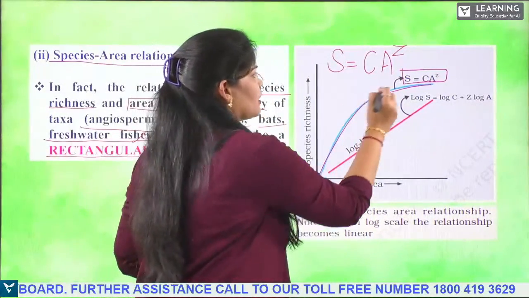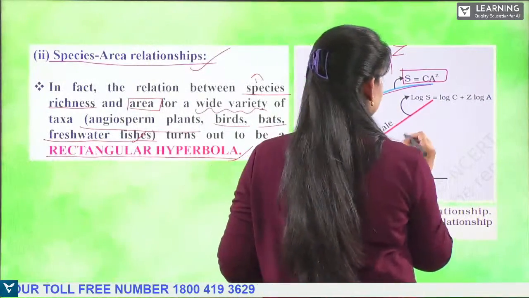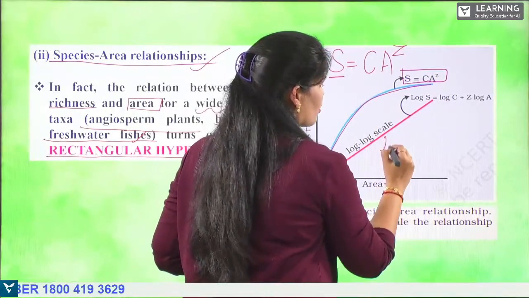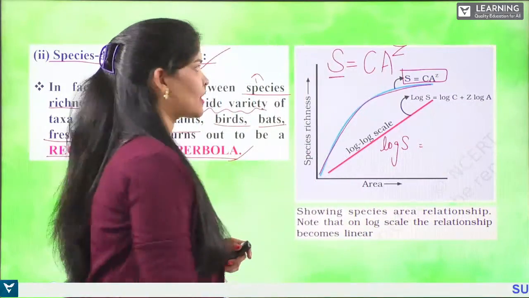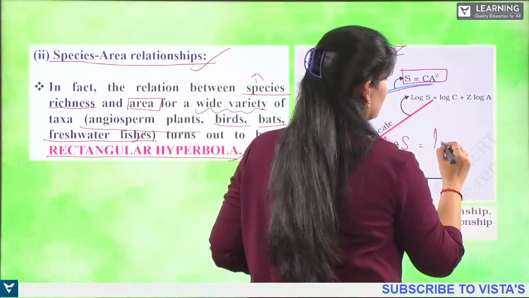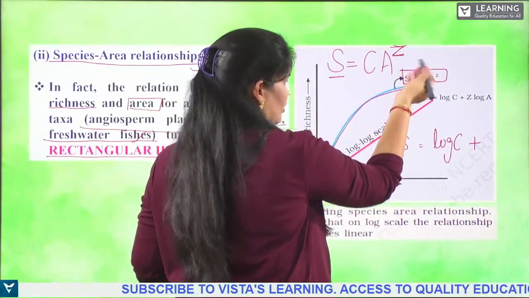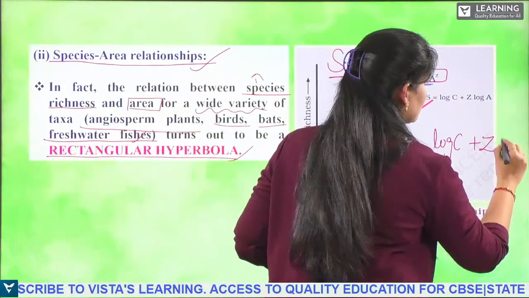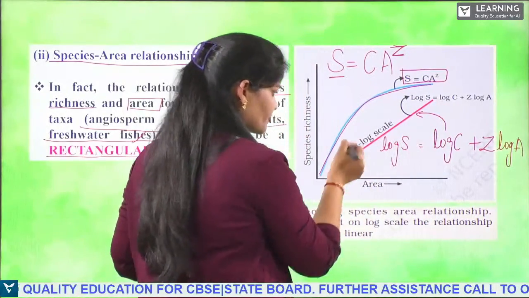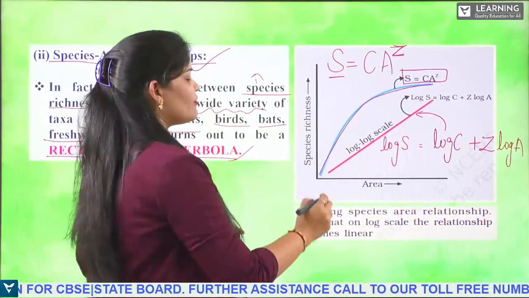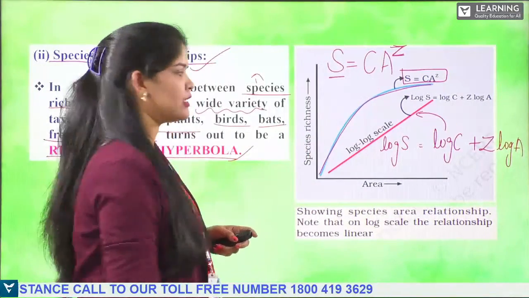This is for the rectangular hyperbola. If we take logs on either side, log S is equal to log C plus log A, but the power Z will come in front: log S = log C + Z log A. This is an equation for a straight line. So here we can understand the observation which was already given by Alexander von Humboldt.